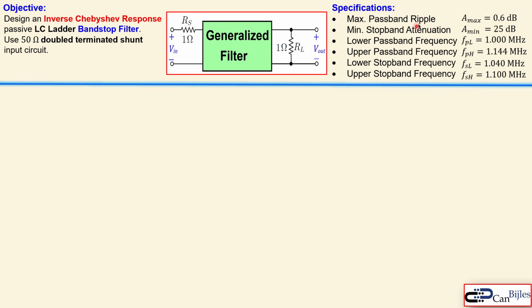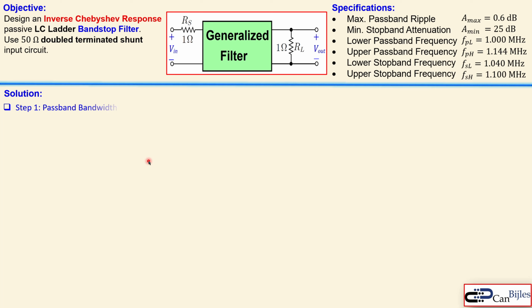The specifications are the following. We have a maximum passband ripple of 0.6 dB. The minimum stopband attenuation we want is 25 dB. The lower passband frequency is 1 MHz, upper passband frequency 1.144 MHz. The lower stopband frequency is 1.04 MHz and the upper stopband frequency is 1.1 MHz. So we will use these specifications, also the form of the bandstop filter circuit, to design this filter.